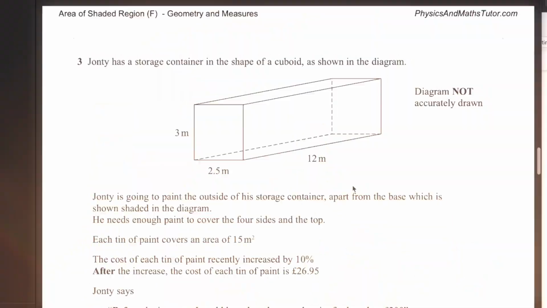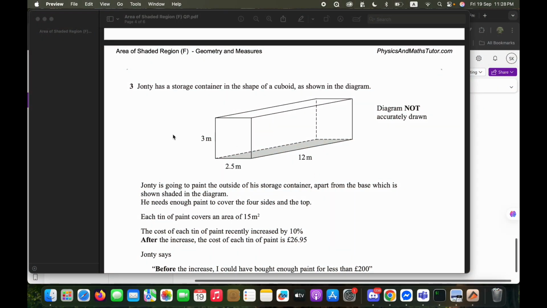In this video, I want to share some more practical problem solving regarding the mathematical concept of shaded regions in geometry. So let's dive into the video. Focus on problem number 3 of the shaded region concept. So let's read the problem.